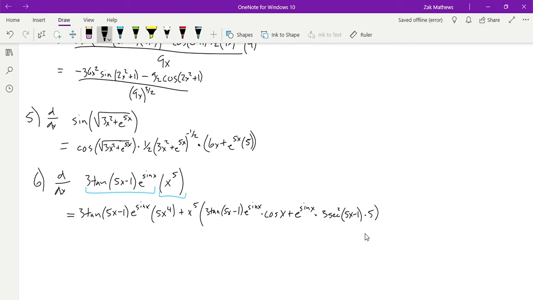So the chain rule can get more complex the more pieces we see. Obviously, there's going to be more complexity. We can have chain rules within chain rules. These give you a few quick examples just to get you on the right track.